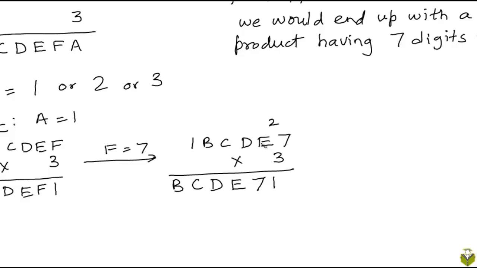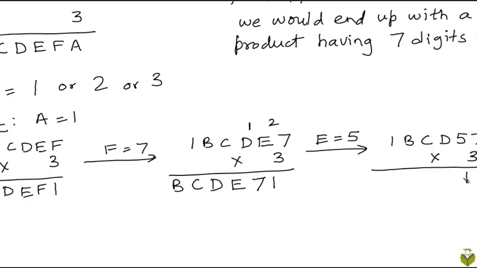So if E was 5, then 3 times 5 would be 15. 15 plus 2 would be 17, so that would produce a 7 in this column and a 1 that would be carried over. So this doesn't lead to any contradiction over here. So let's put E equal to 5, and let's rewrite this with that, substituting E by 5. 1BCD57 times 3 yields 175DCB.